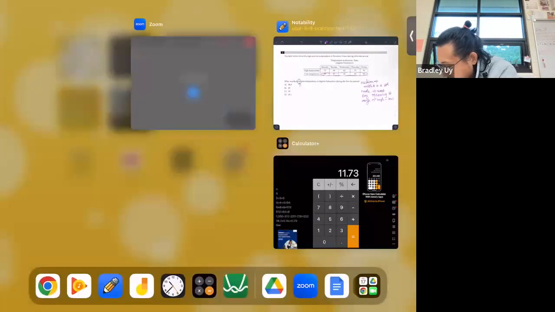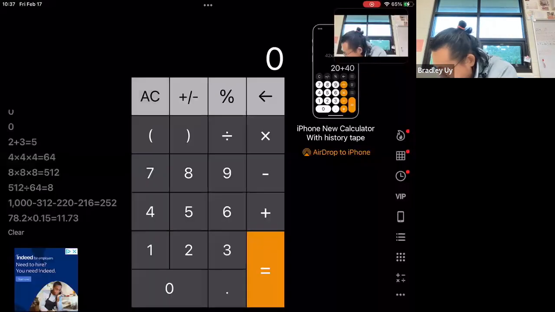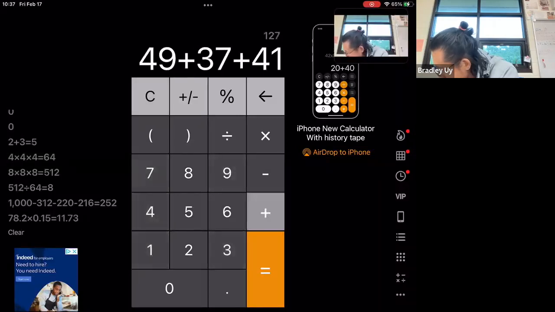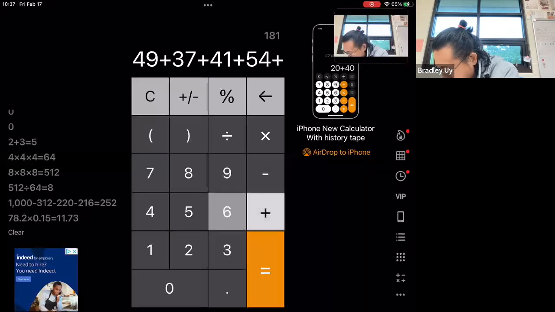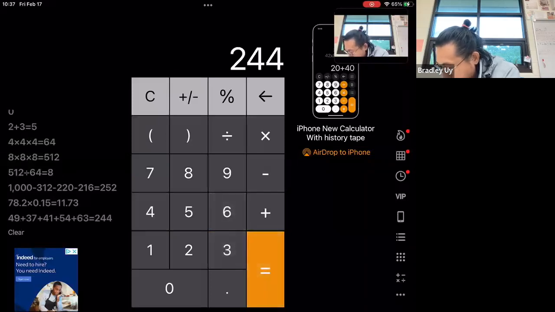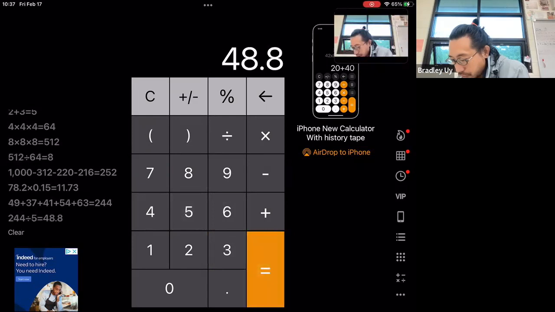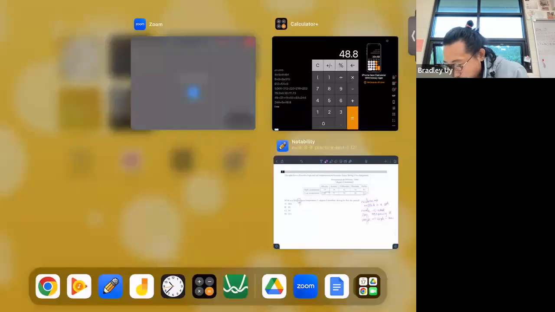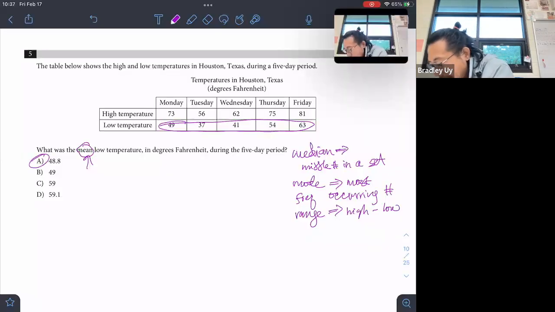So I'm going to take 49 plus 37, ooh, chilly, plus 41, plus 54, plus 63, and that will give me 244, which is not the average. I still have to divide by the number of numbers I included in that set, which was 5, and I get an answer of 48.8. Okay, 48.8, which is answer A.